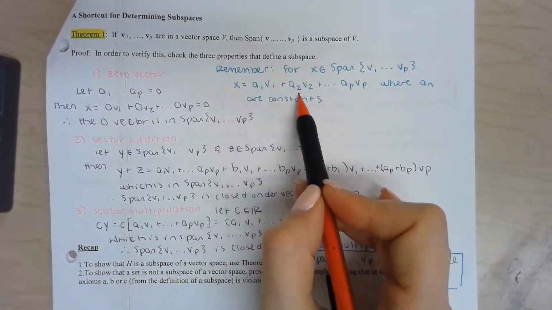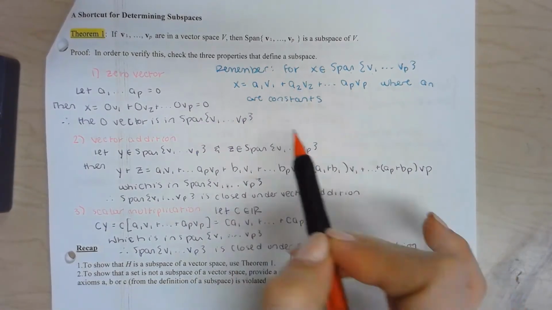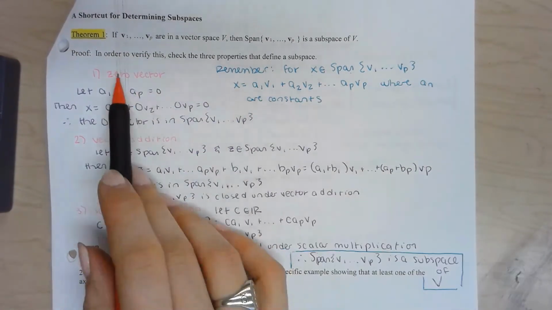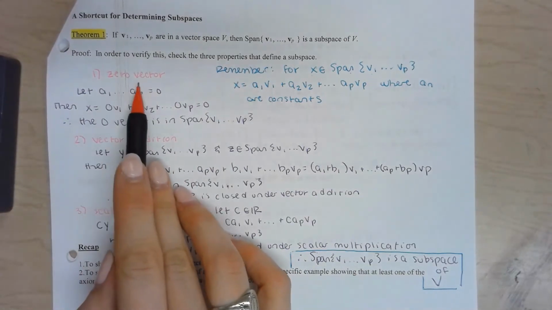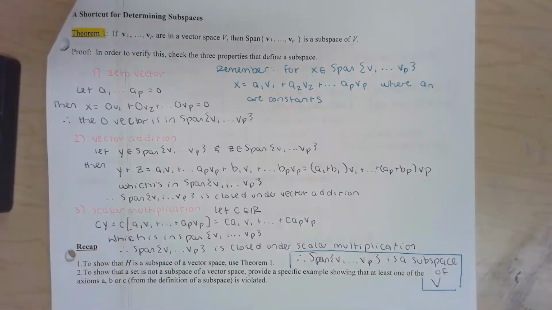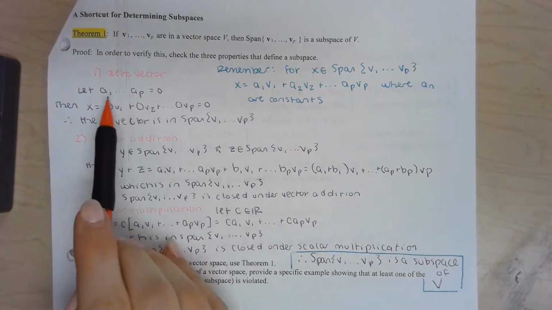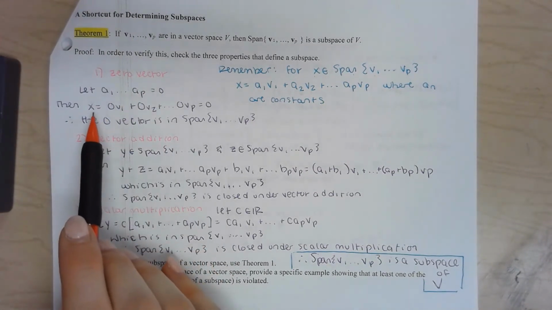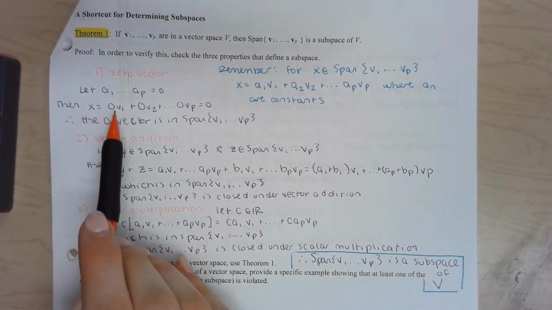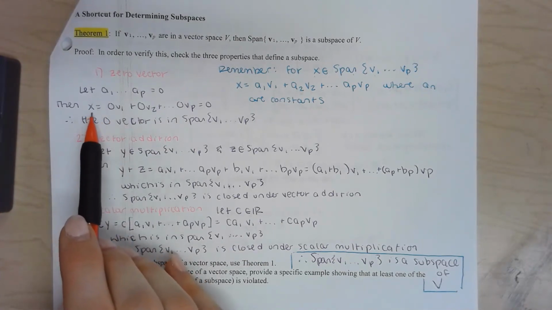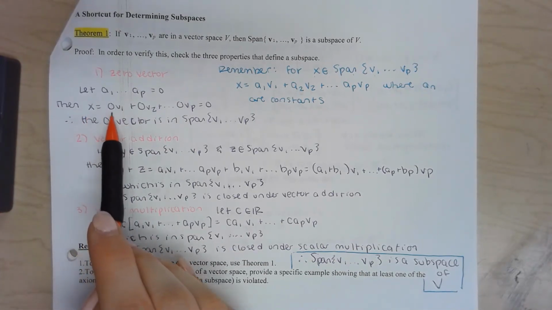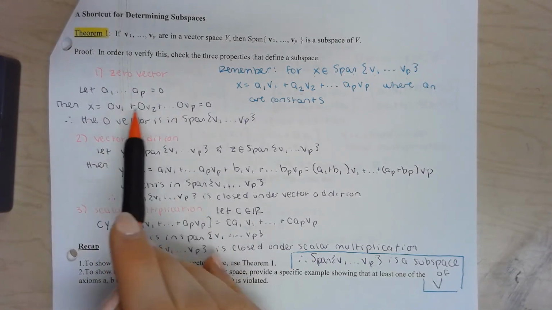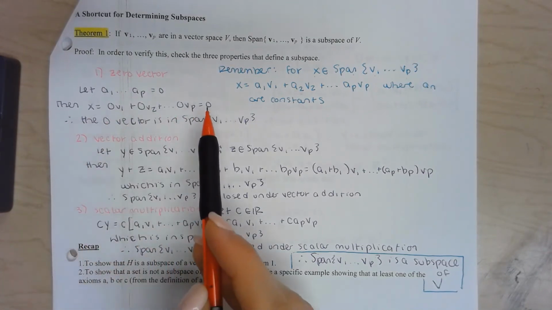And these a1, a2, ap are all constants. So first we're checking the zero vector. In order for the zero vector to be created in this space, we can just let all of the constants be equal to 0. Okay? And that means x will be the zero vector, which would be a linear combination of v1, v2, vp, where all the weights are 0. That's the zero vector. Okay?